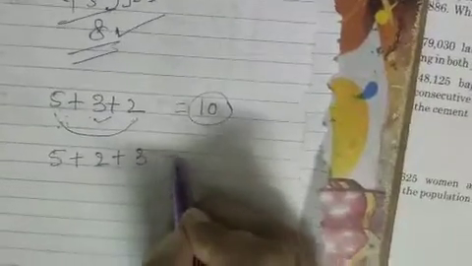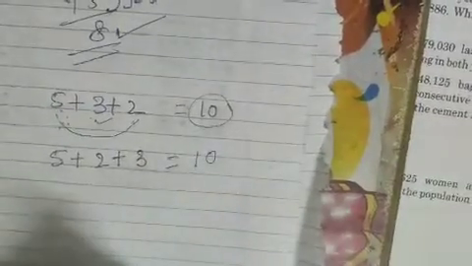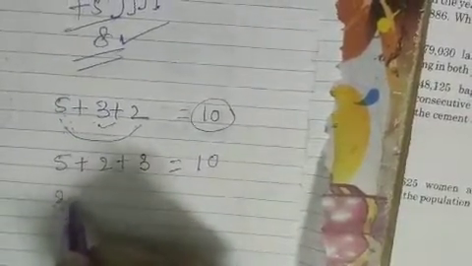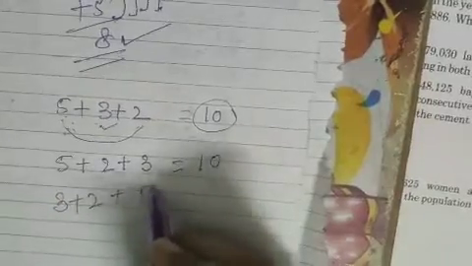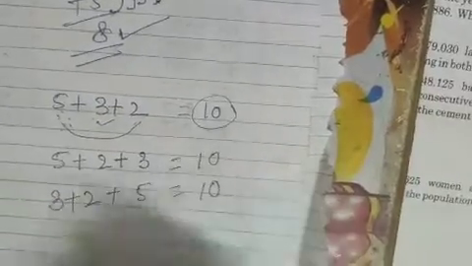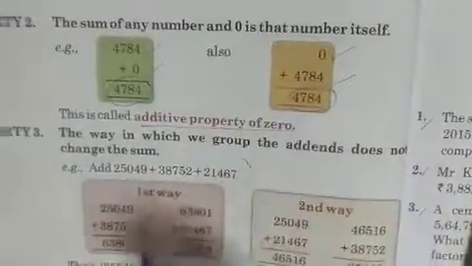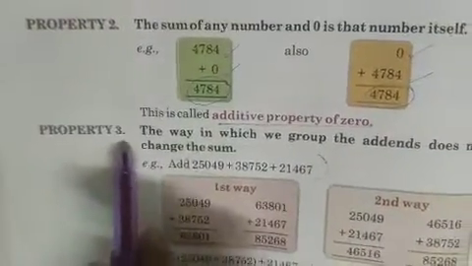Suppose we are changing the place. So again the answer will be 10 only. Suppose we are adding like this, changing the place of all the addends. The answer is 10. So this is the third property.